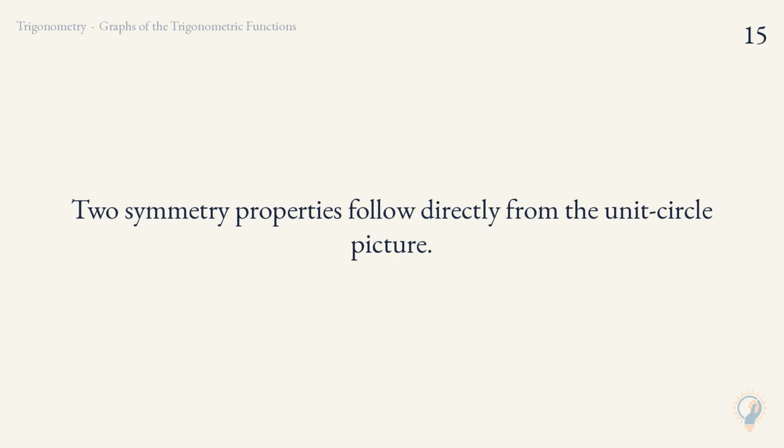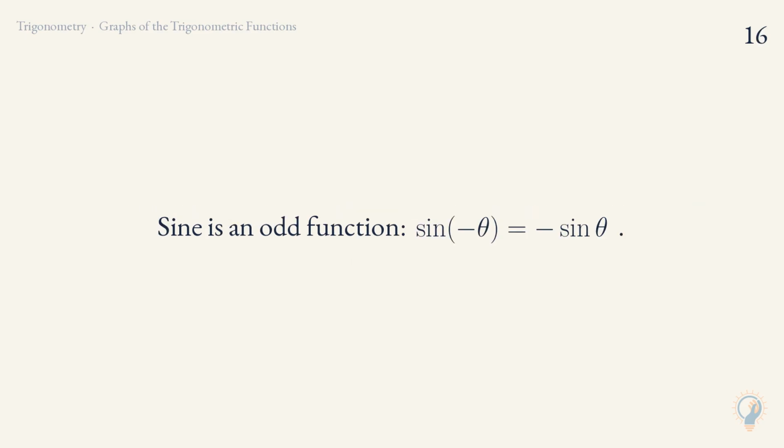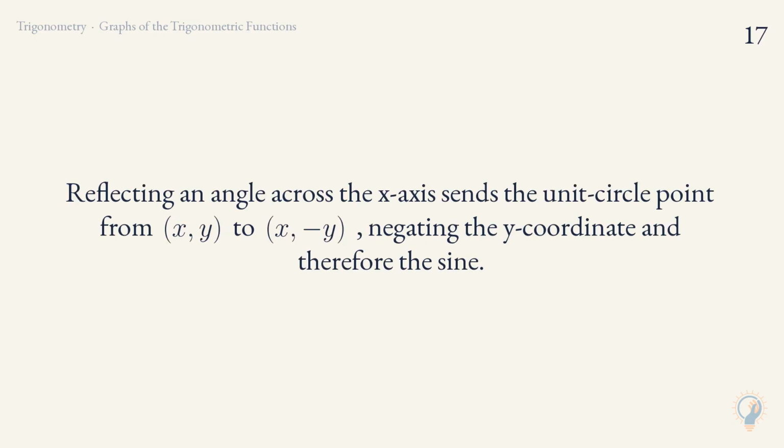Two symmetry properties follow directly from the unit circle picture. Sine is an odd function. Sine of negative theta equals negative sine of theta. Reflecting an angle across the x-axis sends the unit circle point from x, y to x, negative y, negating the y-coordinate and therefore the sine.